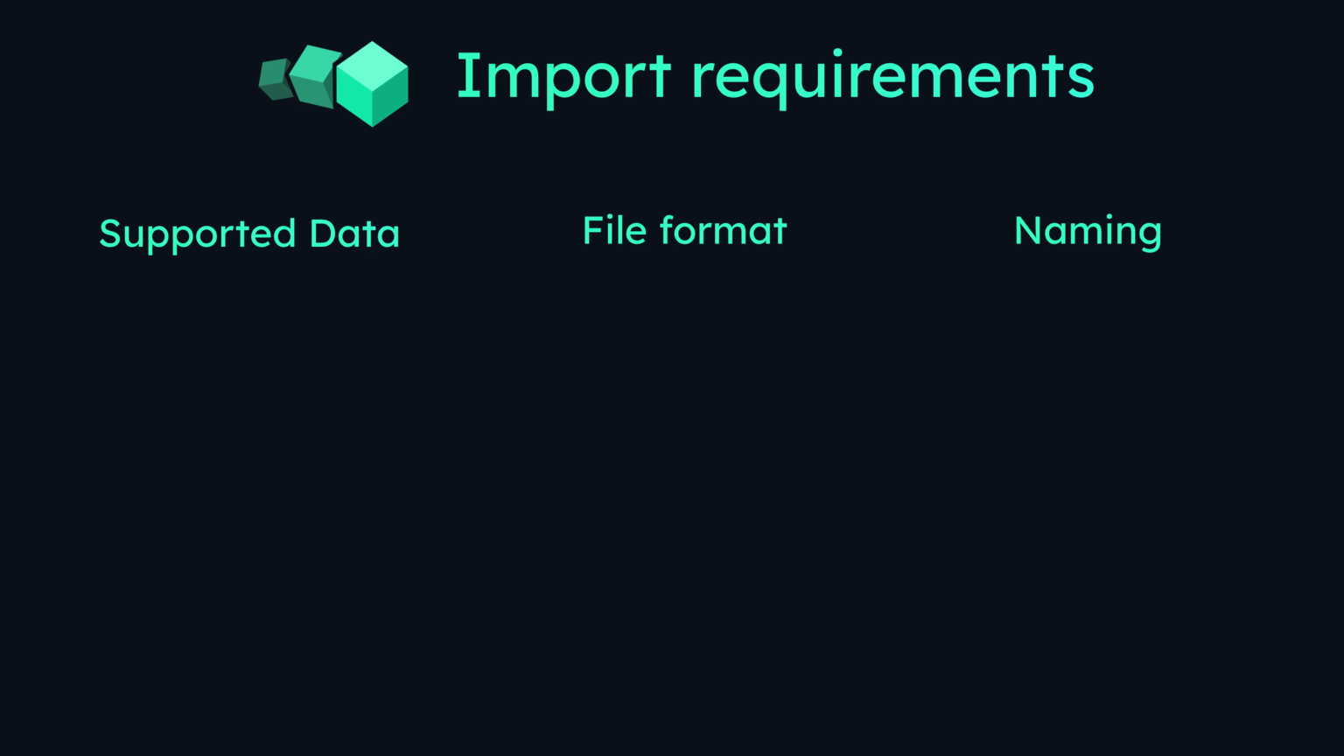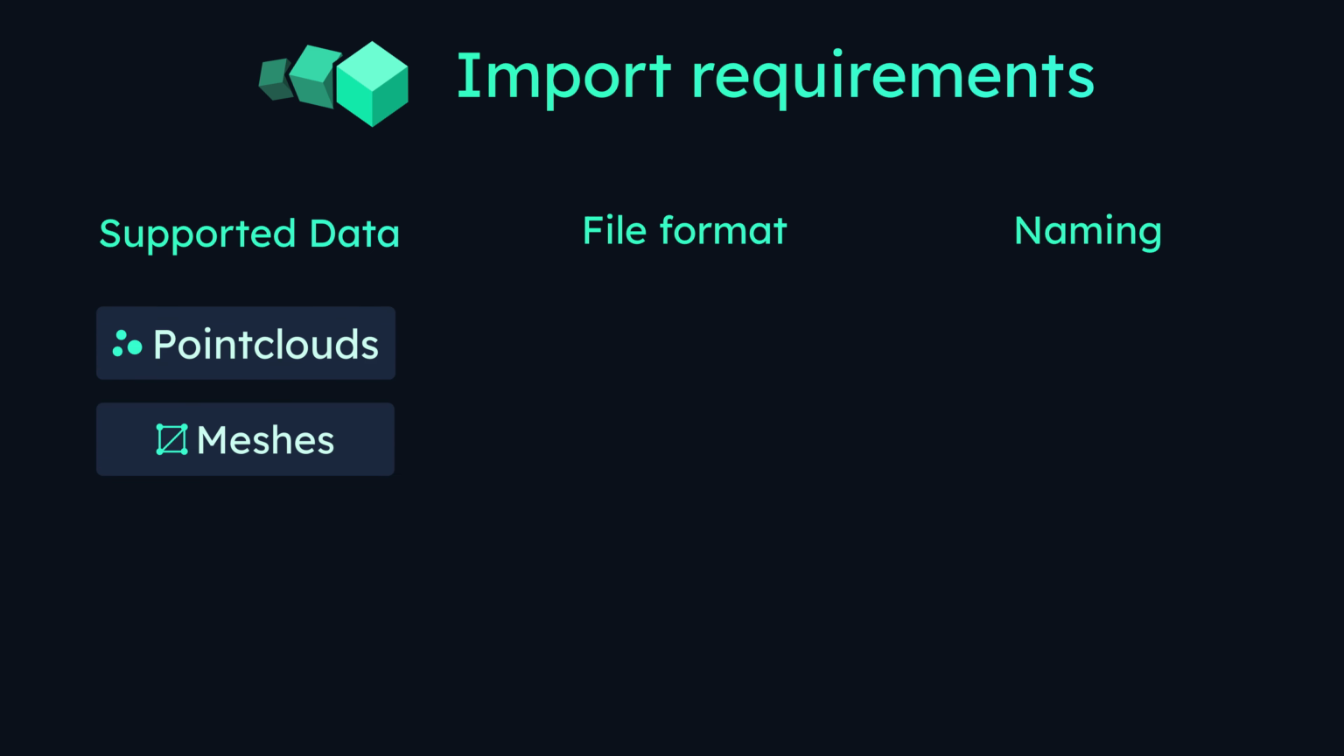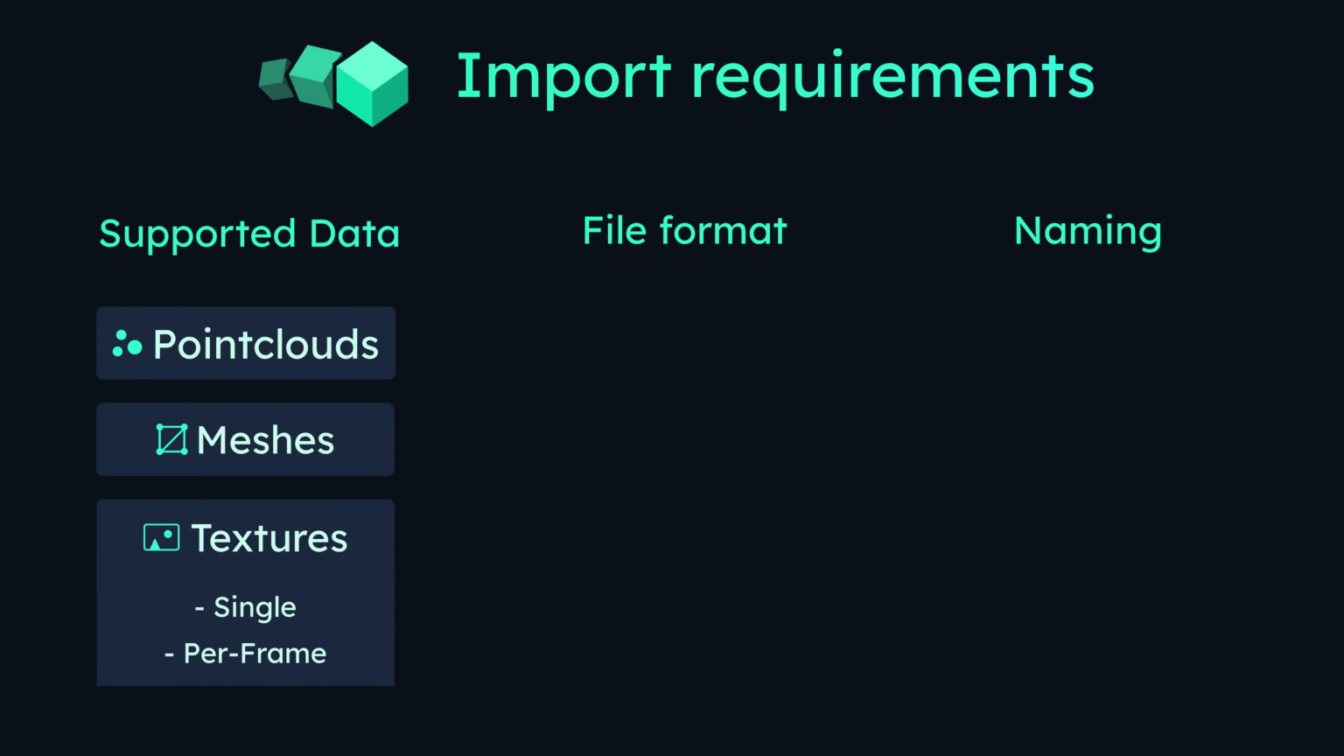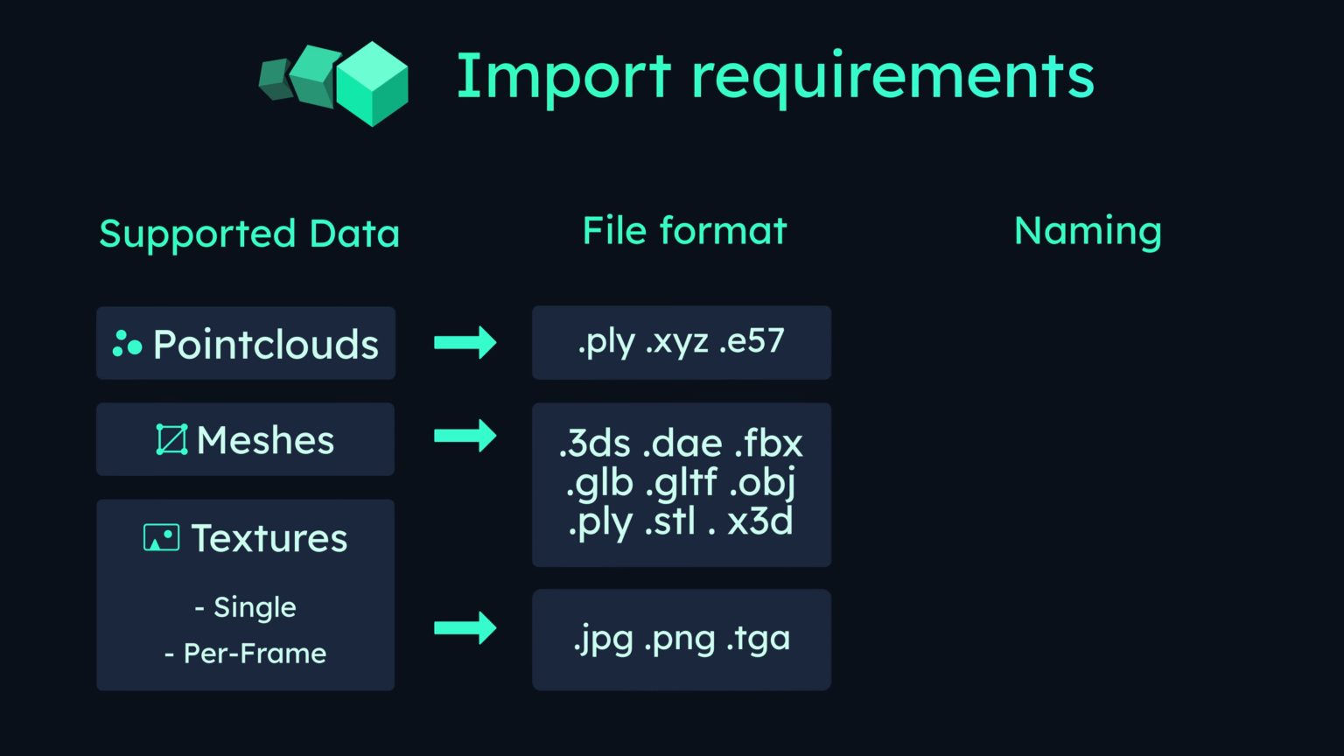First, you need to either have a point cloud or a mesh sequence. Mesh sequences can also have a texture, either one texture for the whole sequence or a texture for every frame. Next, each frame of the sequence needs to be saved into its own file in a commonly used file format. This can, for example, be OBJ, FBX, or GLTF for meshes, and PLY or XYZ for point clouds. Textures need to be either in a JPEG, PNG, or TGA format.